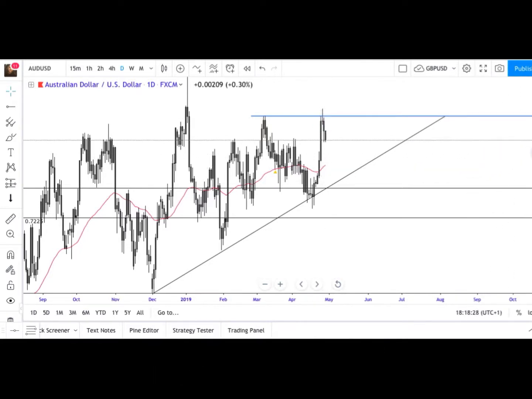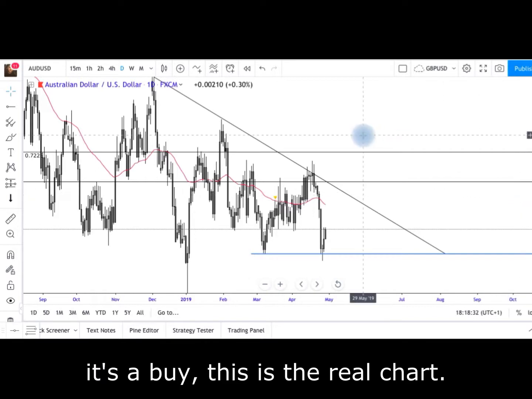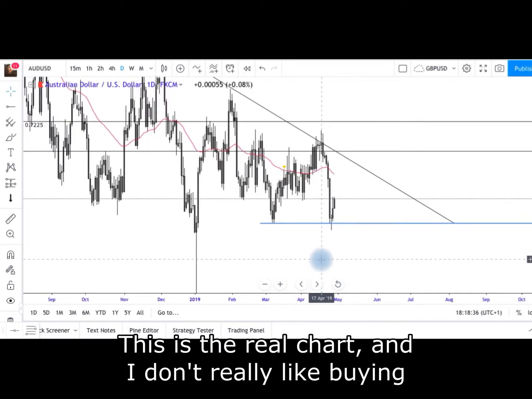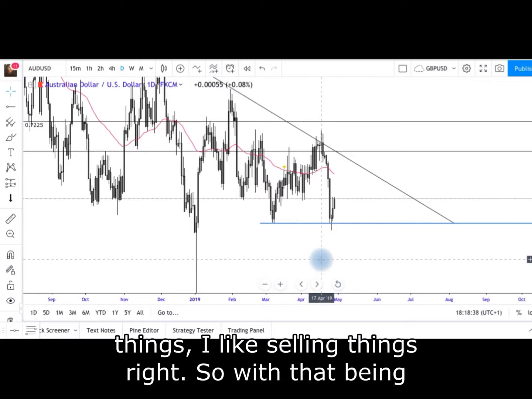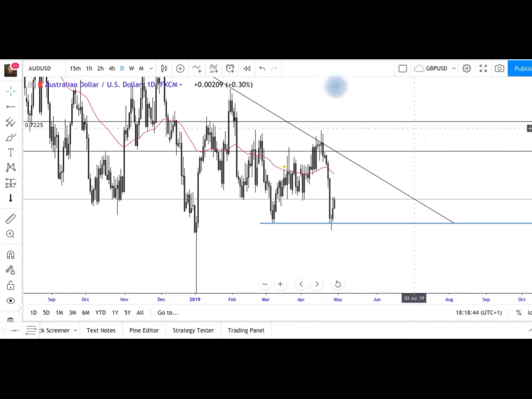But look, it's a buy. This is the real chart. And I don't really like buying things. I like selling things, right? So with that being said, I just had to flip it around and say, well, yeah, I'd sell it, so therefore let's buy it then.